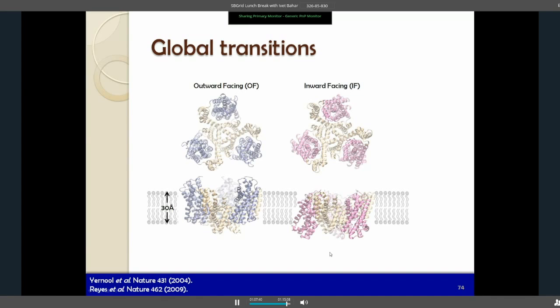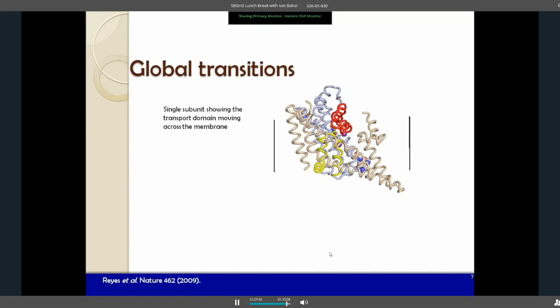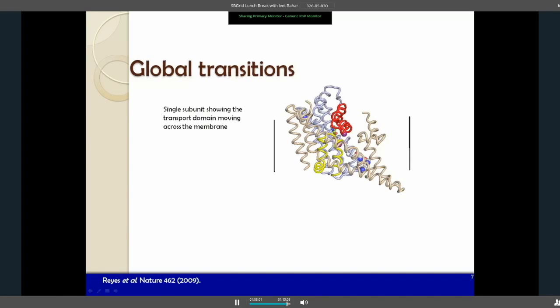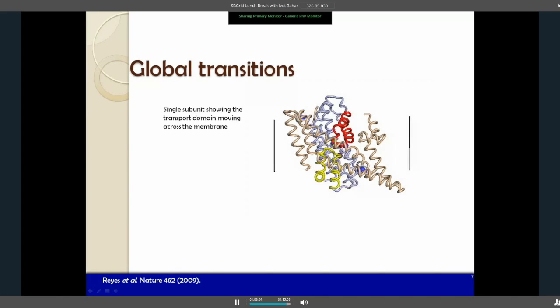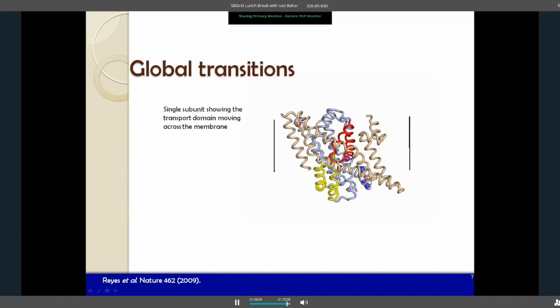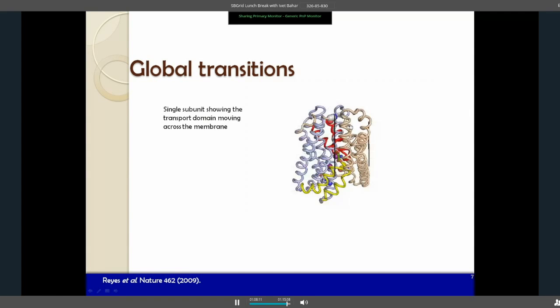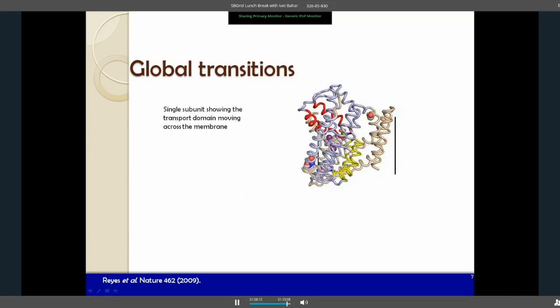Now, if you compare the two structures, you can see here that it's a trimeric structure, actually, top view, side view, okay? If you take one subunit and compare the structural change between the outward-facing and inward-facing state, here's a movie that has been uploaded by these people. So you can see that what is happening is there's a scaffolding region in teal here, and then this transport domain that moves almost vertically.